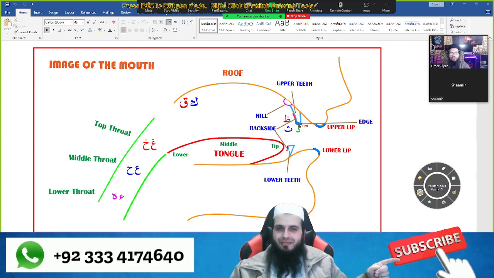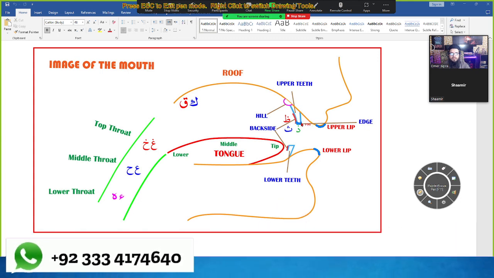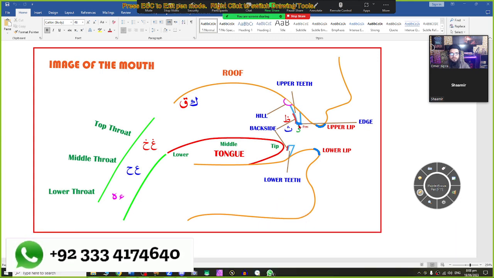Yeah, this is the edge of the upper tooth. Okay, this one is the edge of the upper tooth, and this is the back side of the upper tooth. Got it? So there are two sides of the teeth. One is the edge, the second is the back side. This bumpy area is actually the gum of the upper front teeth. At the back side, there is a bumpy area. I call it the hill. What do I call it? The hill. Yeah, good job.